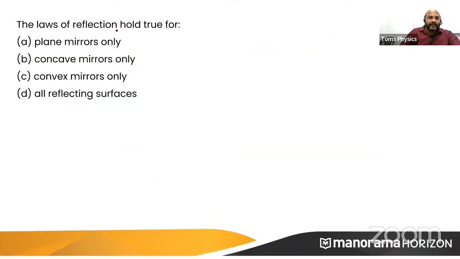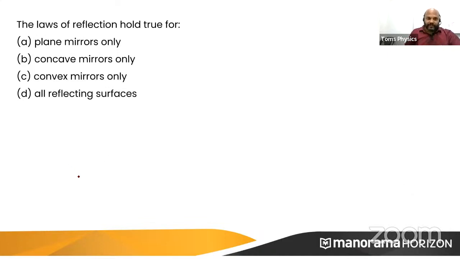So here we have some questions, and please remember these questions were all asked in previous years. So here is one question. The laws of reflection hold true only for plane mirrors, only for concave mirrors, only for convex mirrors, or all reflecting surfaces. What is the correct option here?